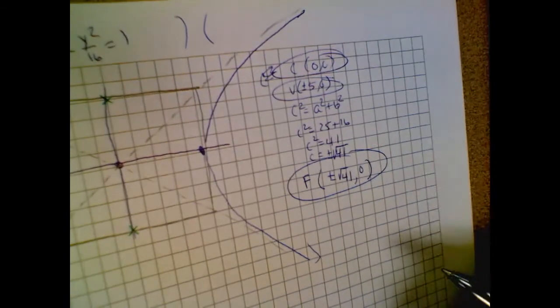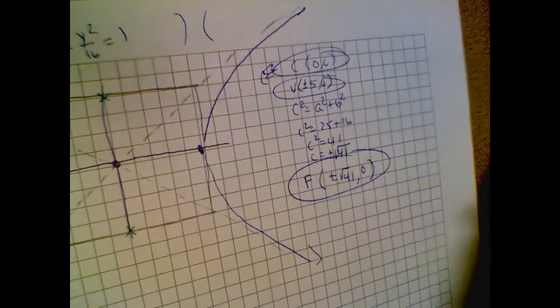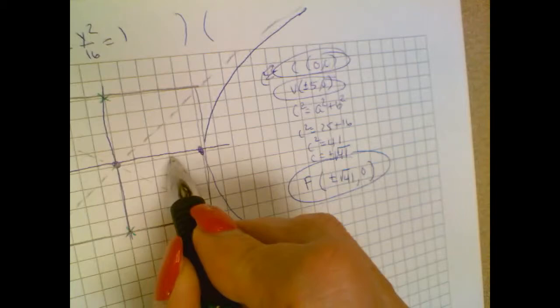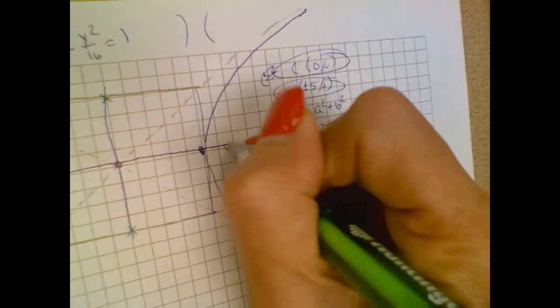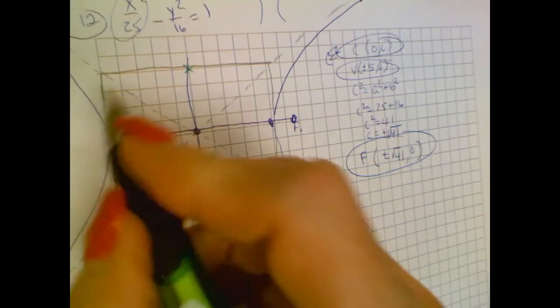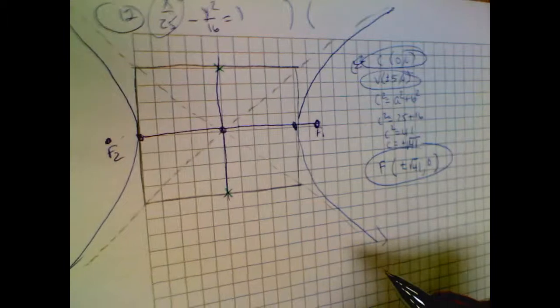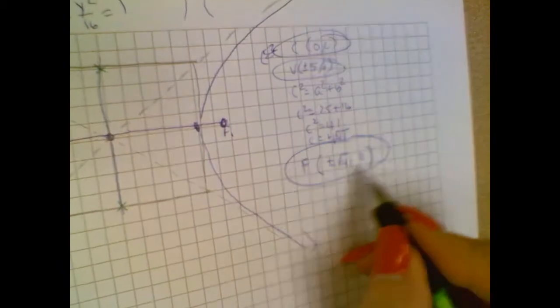If I asked you to plot those, the square root of 41 is probably around 6.5. So go 1, 2, 3, 4, 5, 6.5, about right there. That's focus 1. Go 1, 2, okay, this is 5, so 6.5 is about right here. That's focus 2. There would be your foci points, but this is how you write them.